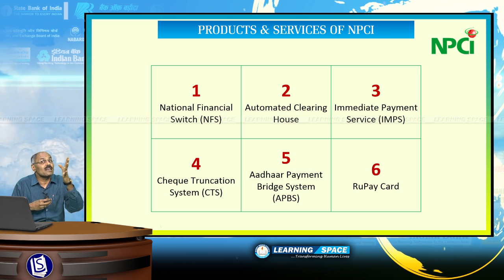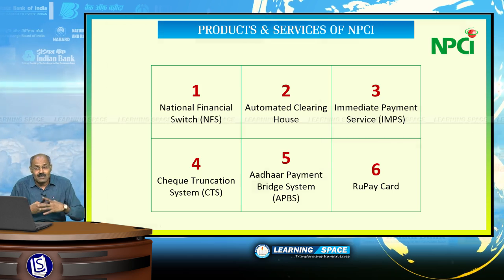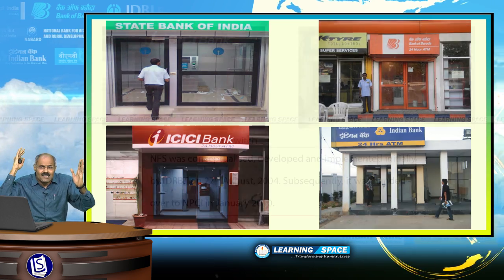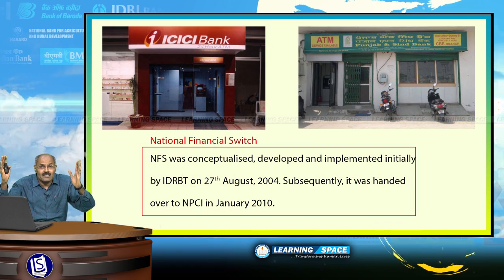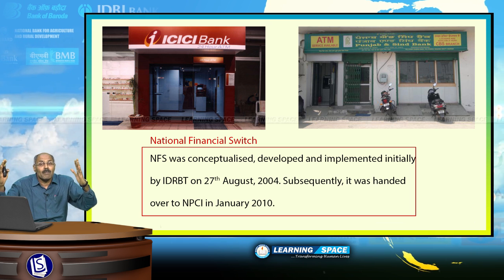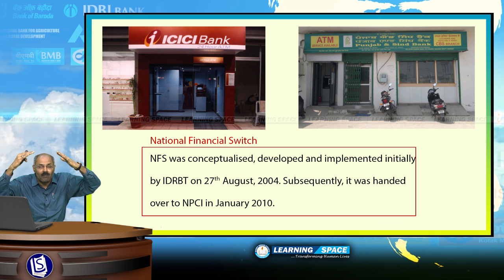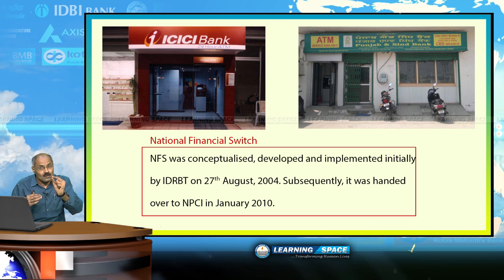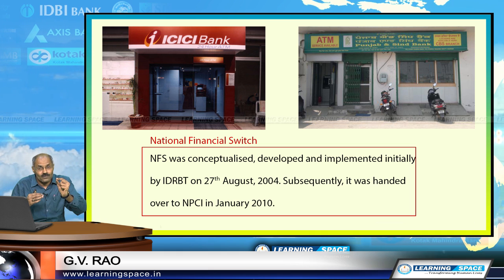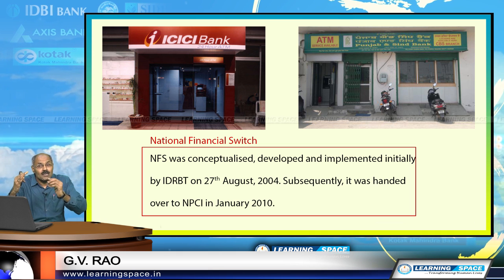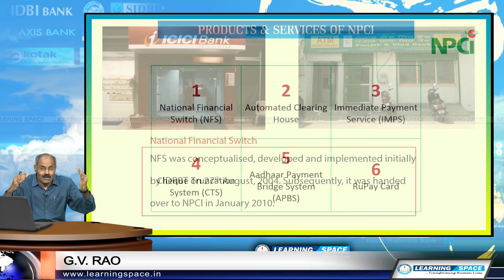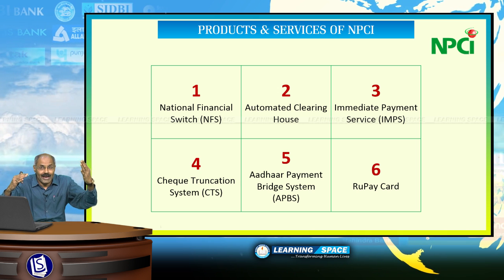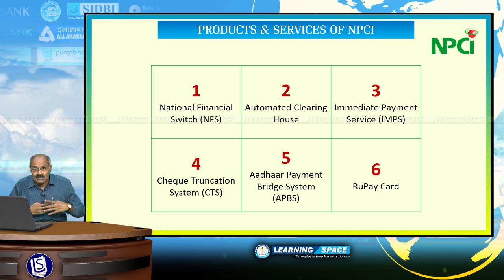You may ask, what is the National Financial Switch? If you are a customer of ICICI Bank and you are accessing an ATM of Punjab and Sindh Bank, that is made possible because of interoperability developed by NPCI under the National Financial Switch. So, the National Financial Switch facilitates operation of one bank's customer at another bank's ATM. That means a customer of one bank can have access to the ATM of another bank. That is made possible because of the National Financial Switch.